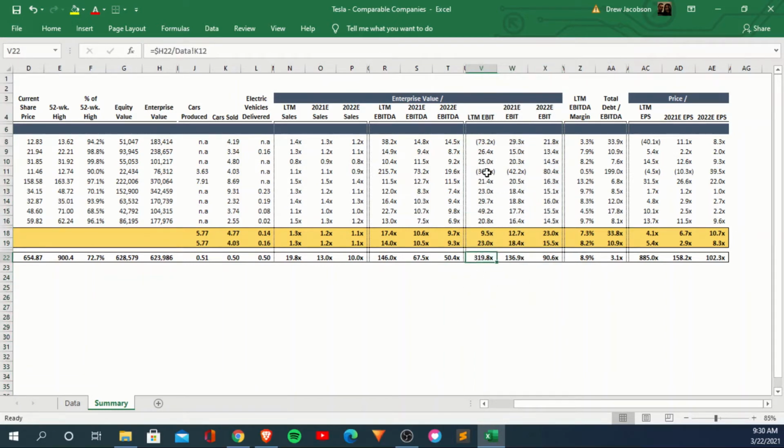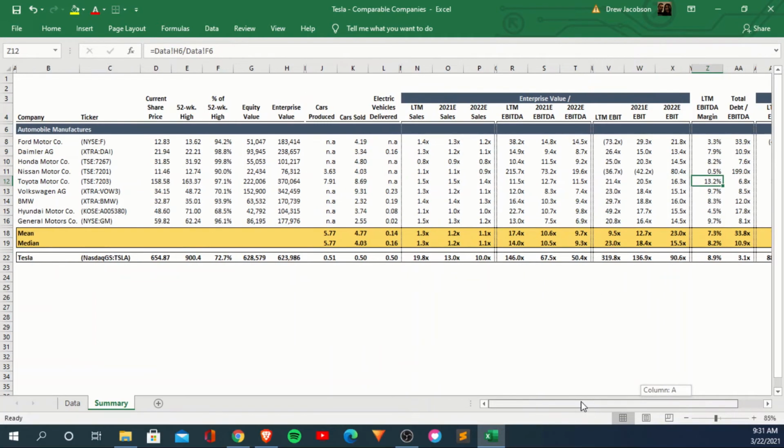So look, negative EBIT here, negative EBIT here. And these are trading in the 20s for the most part, but 319 is pretty crazy. And if we look at the EBITDA margin, I think this is interesting. It's not like Tesla is this super profitable company in comparison. Sure, some of these auto manufacturers are at 0.5%, 3.5%, but you're sitting there in the seven, high single digits, and Tesla's at 9. This 13 is Toyota.